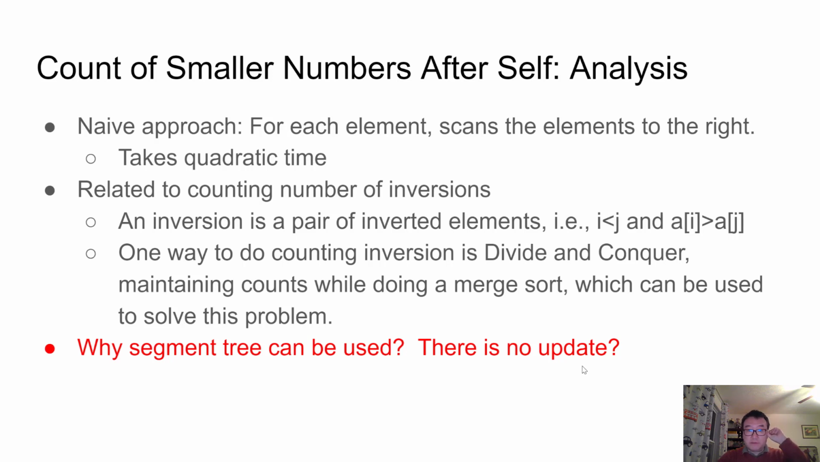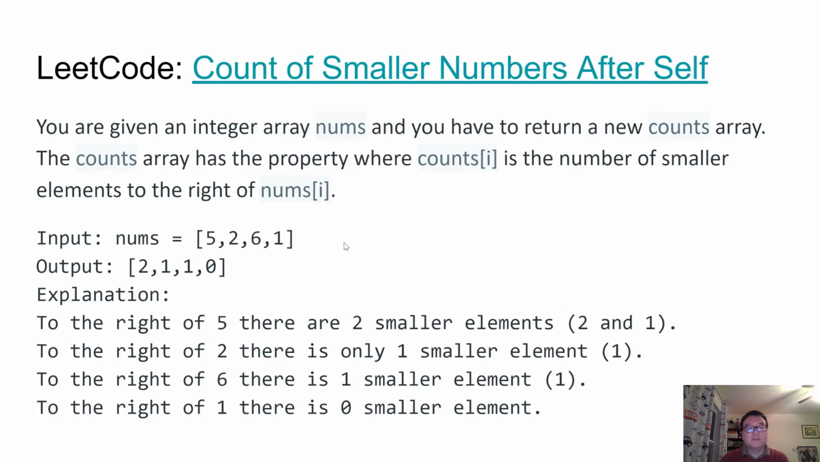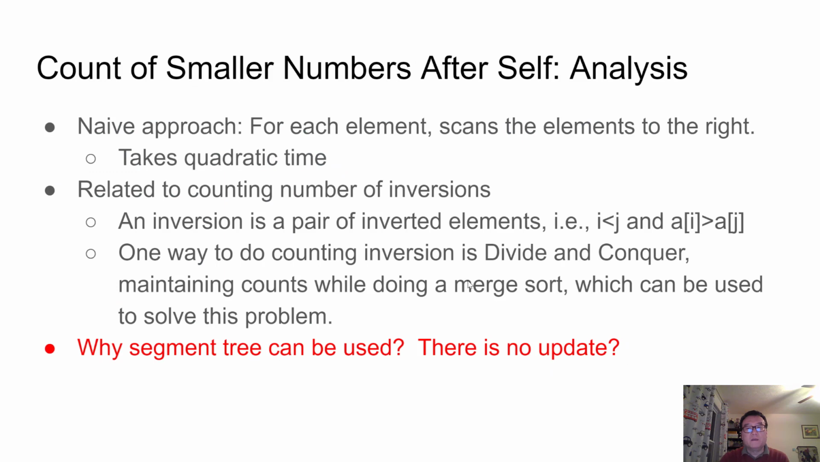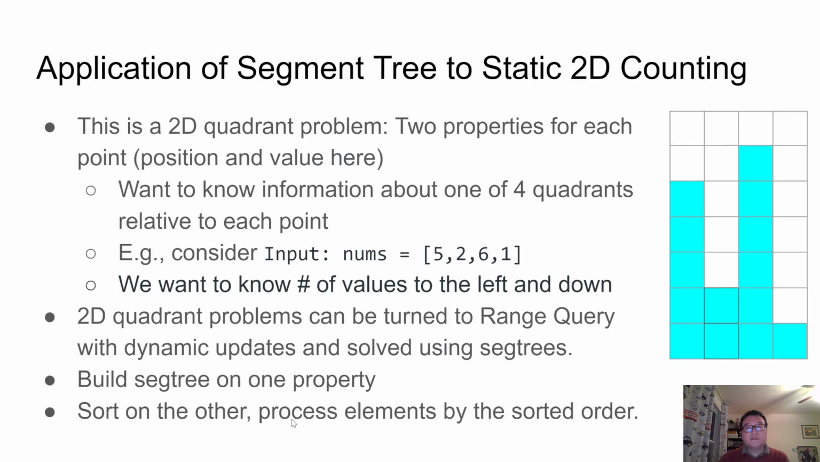But another solution is to use a segment tree for this problem. If you are not familiar with this approach, this may sound a little bit strange, because why do we use a segment tree? There's no update here. We're just counting things. The main reason we want to use a segment tree is to support point updates, but there isn't a dynamic update here. So why?